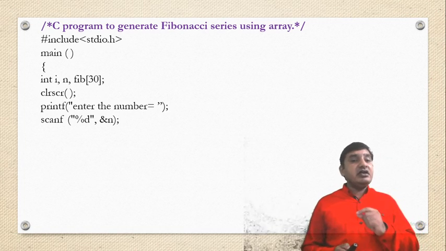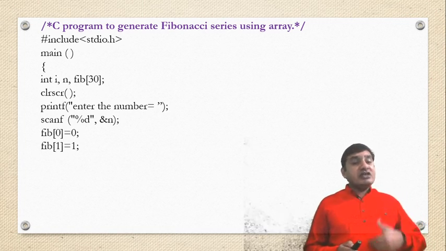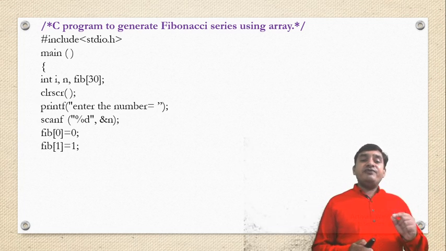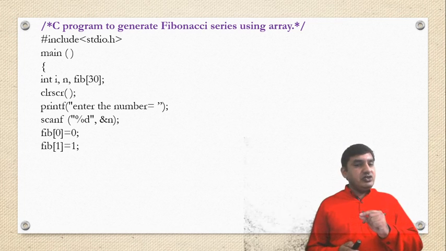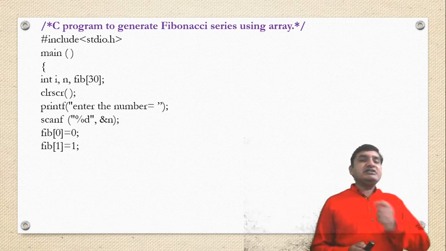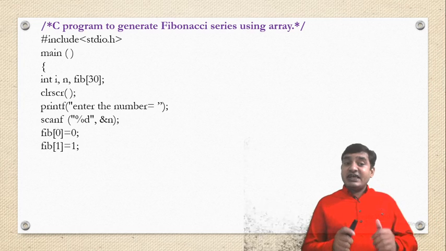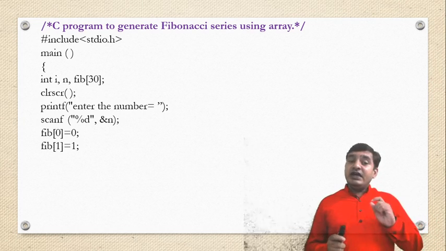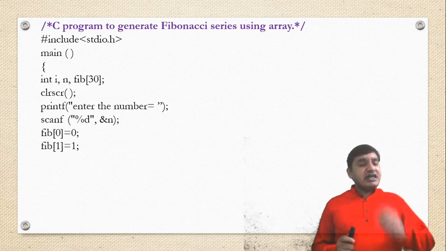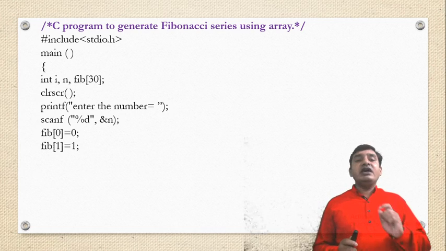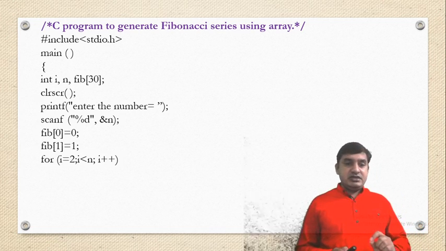Then the first term of the Fibonacci series is considered as 0. Therefore fib[0], that is the first term, is also the first element of the array. It is equal to 0. Then the second element of the array, that is fib[1], is equal to 1. It indicates that the second term of the Fibonacci series is 1. The first term is 0 and the second term is 1.